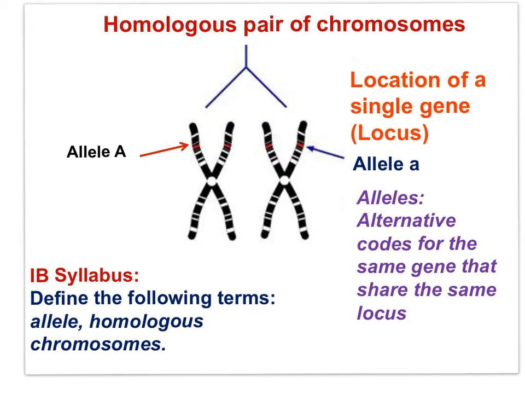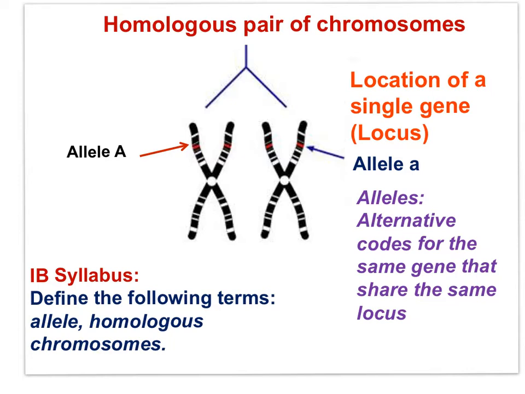Alleles, seen here and here, are alternative codes, alternative base sequences for the same gene, and they share the same location on the chromosome, the same locus. We inherit one allele from the father in the sperm and the other allele from our mother in the egg. Remember that we are looking at two chromatid chromosomes here appearing as X-shaped structures following replication, and they're visible to the light microscope during prophase of meiosis I.